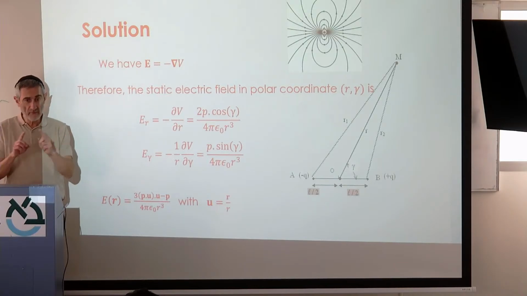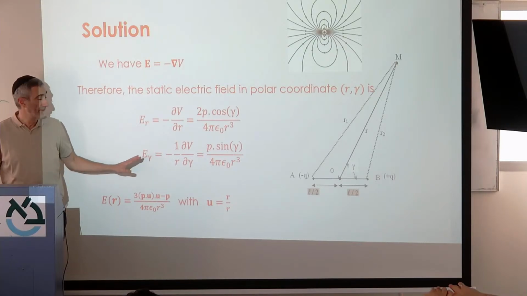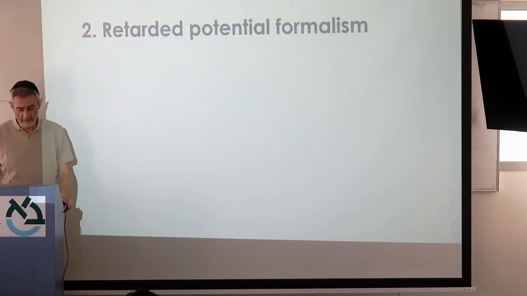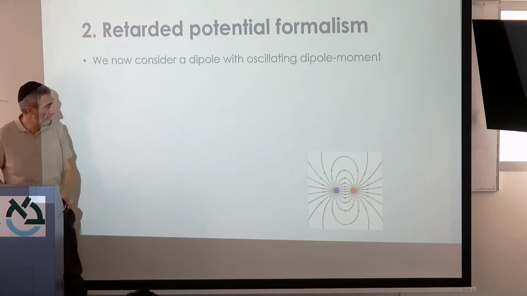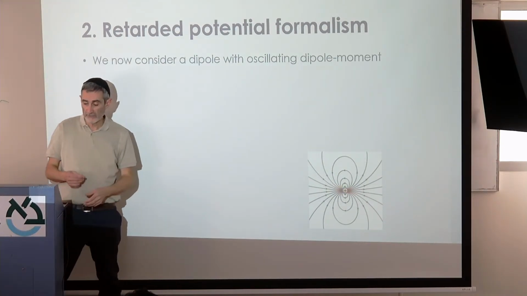Now if this dipole starts to oscillate, this expression is not true anymore. You introduce the retarded potential, that's what we saw last time. So we have now the same thing but oscillating, so the field is changing with time.